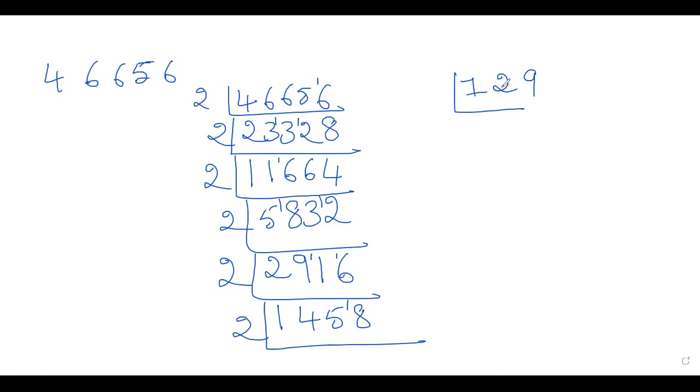7 plus 2 is 9. 9 plus 9 is 18. Yes, it is divisible by 3. So you can divide by 3. We have 7 here. 3 2's are 6. Remainder is 1. 3 4's are 12. 3 3's are 9. Again, divided by 3.